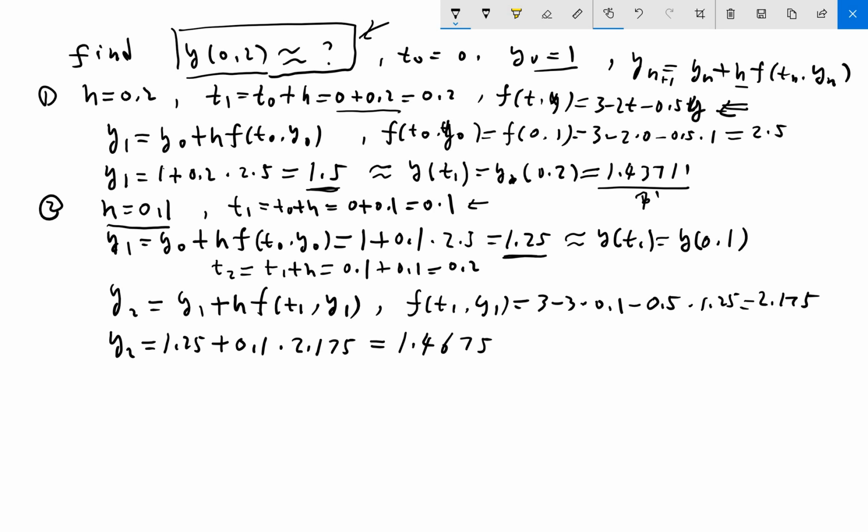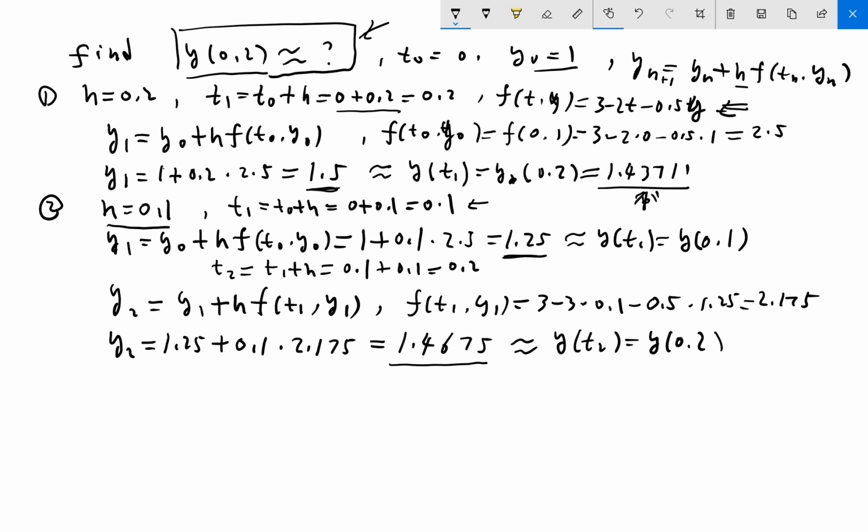We find y2. What is y2? y2 gives you an approximation of y evaluated at t2. What is the t2 here? 0.2. Okay, so that's the approximation we got. It's closer to the true solution here, 1.43. Right? The first one got 1.5. As you can tell, the h is smaller, your approximation will get better. Okay. However, you have to do more computation.